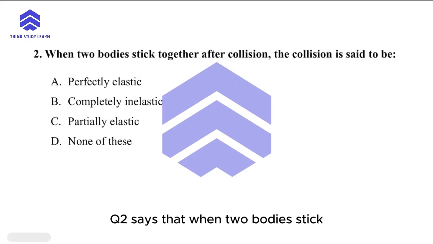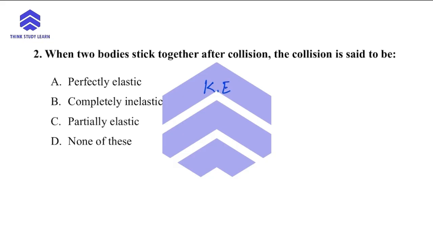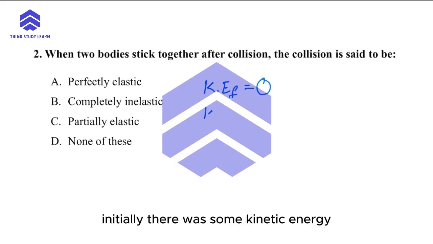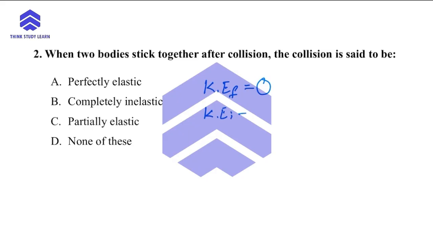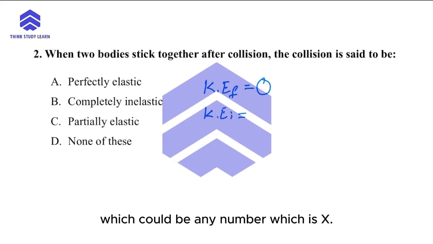Question 2 says that when two bodies stick together after collision, the collision is said to be what? When two bodies stick together, the final kinetic energy is equal to 0. But initially there was some kinetic energy which could be any number which is x. Now we can say that when bodies stick together, then all the kinetic energy is lost.